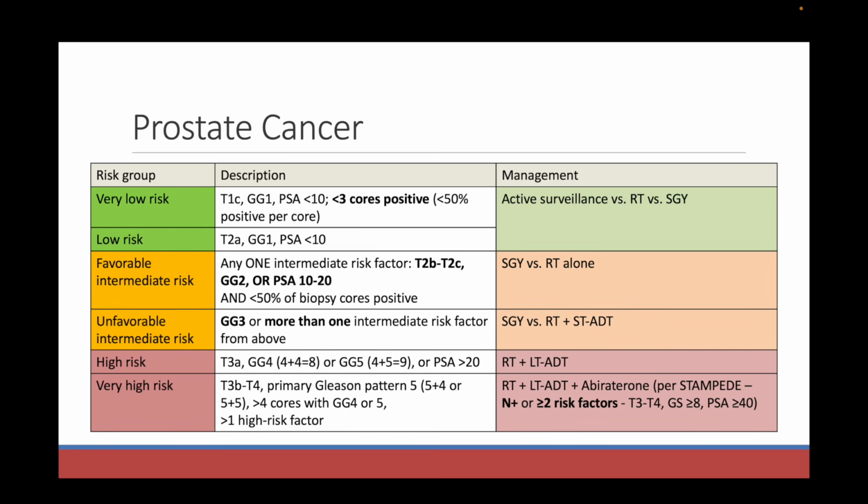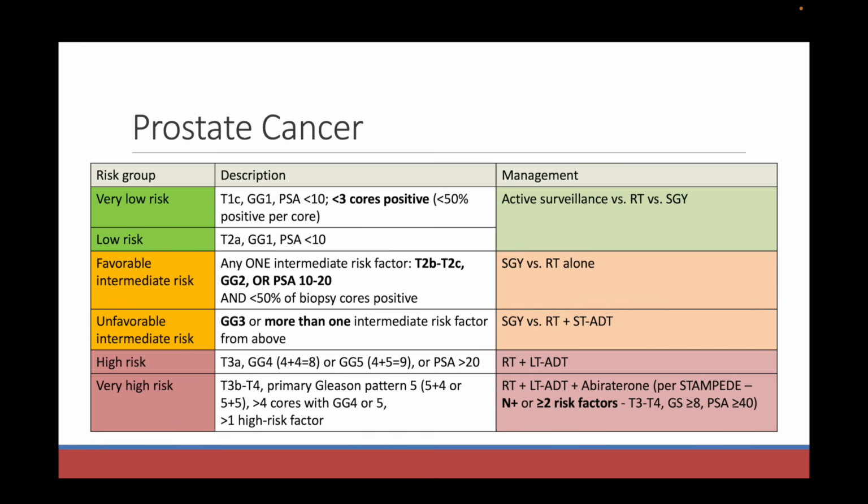As far as management options, for low risk patients, you can offer active surveillance or radiation or surgery. Once they're intermediate risk, we typically think about doing some type of definitive treatment. Favorable intermediate risk can be managed with surgery versus radiation alone. If they're unfavorable intermediate risk, their options are surgery or radiation with short-term androgen deprivation therapy. If they are high risk, then we do radiation and long-term androgen deprivation therapy.